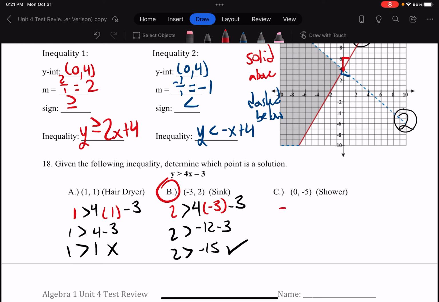I'm going to plug in the negative 5 for my y value and 0 for my x value. So that's negative 5 is greater than 4 times 0 minus 3. Negative 5 is greater than 0 minus 3. Is negative 5 greater than negative 3? No, it is not, so that is not a true solution for that inequality.